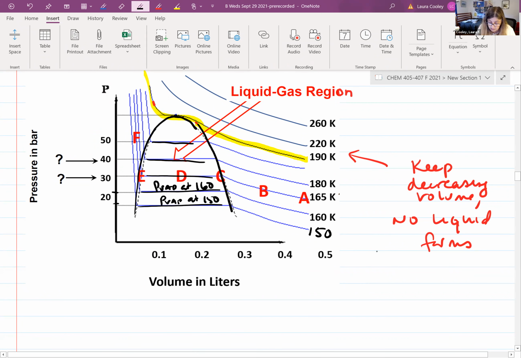So for methane, 190.6 Kelvin is what we call the critical temperature. And the critical temperature is the temperature above which it is impossible to liquefy a gas, regardless of what pressure is applied.